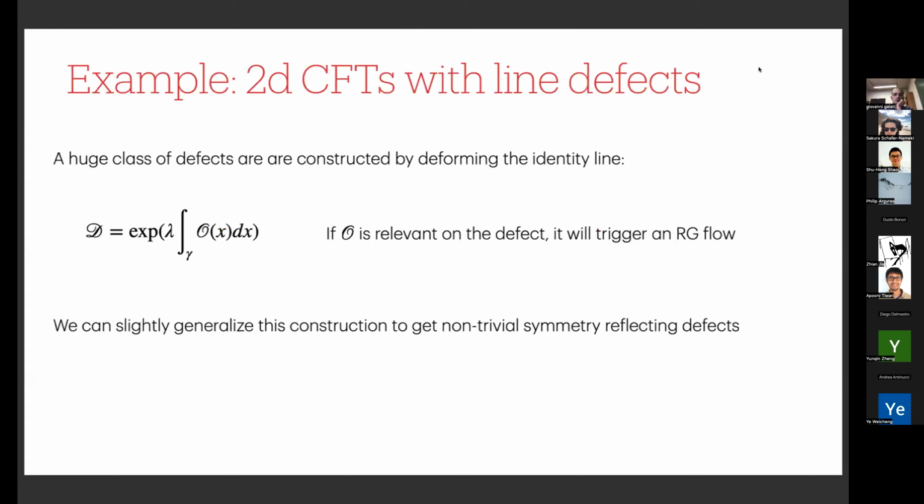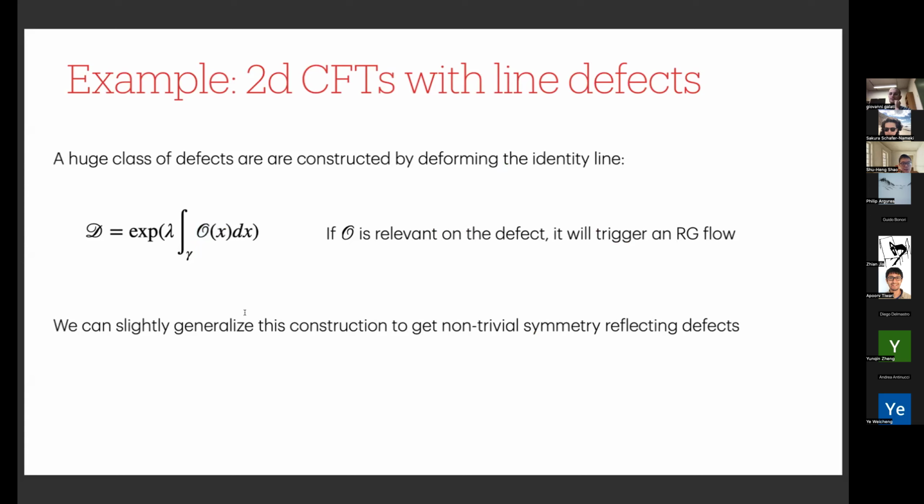Okay. So a huge class of defects which are constructed in the literature are obtained by deforming the identity with some relevant operator. For example, we can take an operator O, and if this operator is relevant in one dimension, namely the conformal dimension is less than 1, then we can integrate it on the line, and this will trigger an RG flow, which will define for us a line defect in the theory. So what we want to do is to slightly generalize this picture in order to construct a non-trivial symmetry reflecting defect.